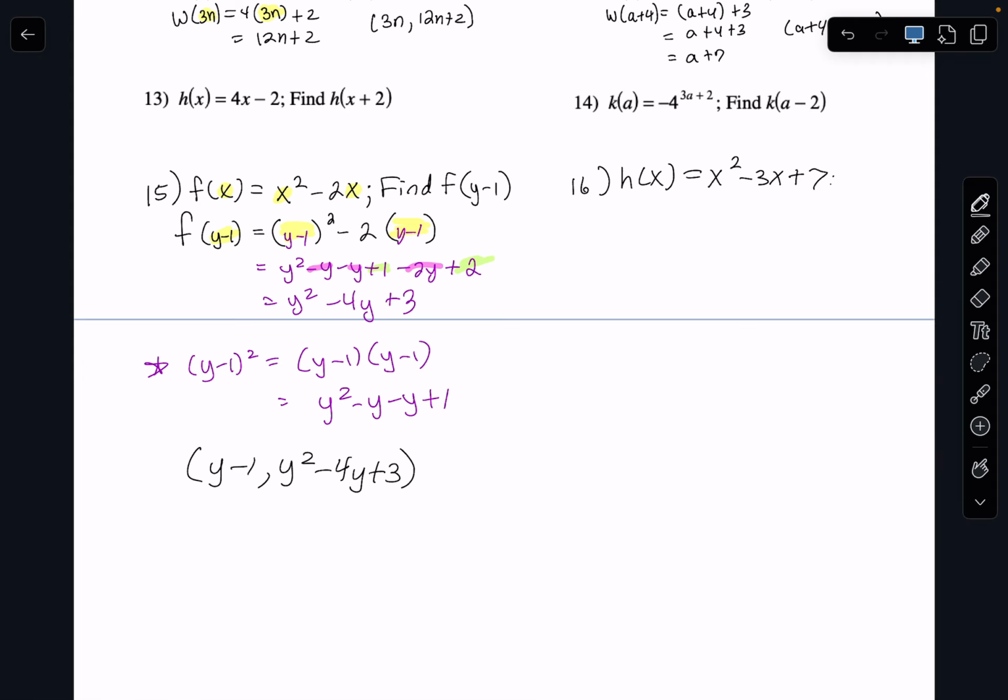Plus 7. And let's find h of x plus 3. Okay?